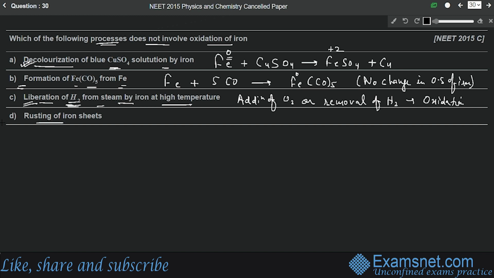In the last one, rusting of iron sheets, we know that the process of rusting also involves oxidation. What happens? Suppose this is iron. After rusting, it becomes Fe2O3.xH2O. Initially the oxidation state of iron was 0, but after the reaction the oxidation state of iron becomes +3. So here also increase in oxidation state takes place. So oxidation is done here. Only in the second one, oxidation is not taking place. So option B will be the correct answer.